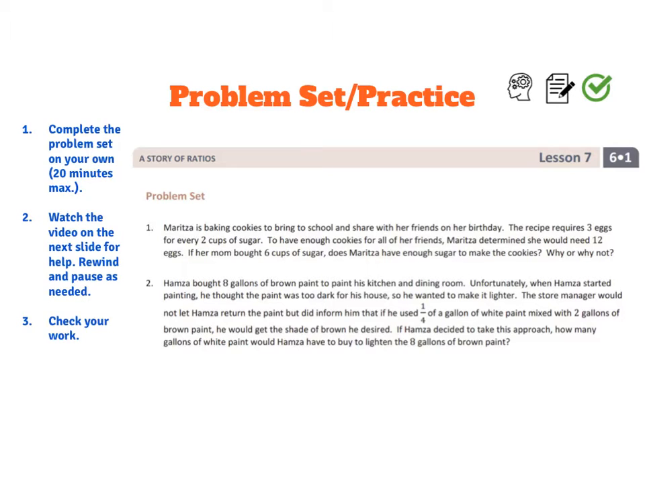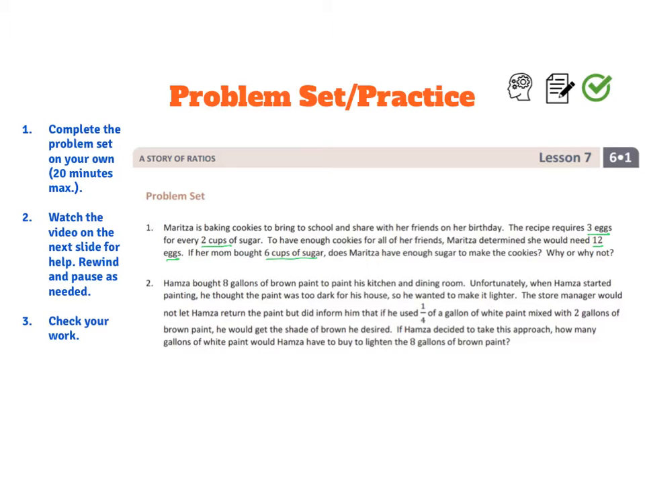It says Maritza is baking cookies to bring to school and share with her friends on her birthday. The recipe requires 3 eggs. Looks to me like we've got a ratio going on right there. 3 eggs for every 2 cups of sugar. To make enough cookies for all her friends, Maritza determined she would need 12 eggs. If her mom bought 6 cups of sugar, does Maritza have enough sugar to make the cookies? Why or why not? Okay, so let's take a look.